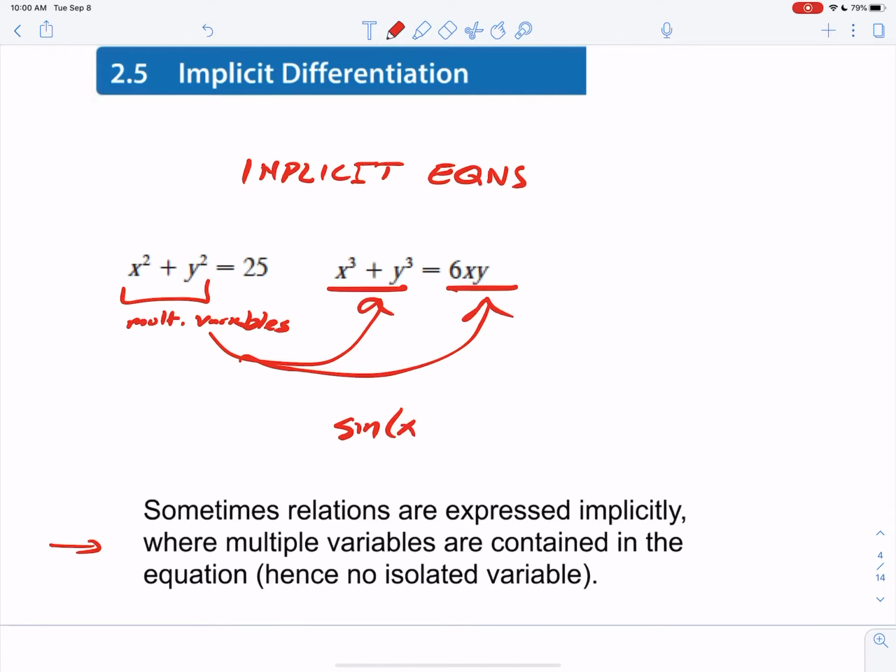So sine xy equals y. Even though this right here is isolated, the other side has multiple variables. So when you have multiple variables on one side of the equation, it's an implicit equation. Okay? So we're dealing with kind of the gross equations that have multiple variables. So really this whole unit, you guys, you're learning how to pretty much differentiate anything.